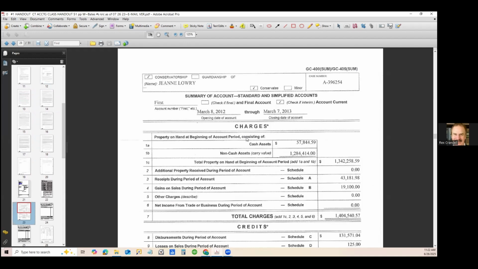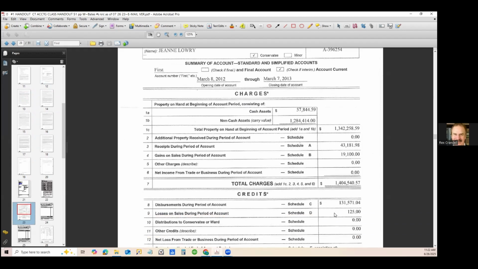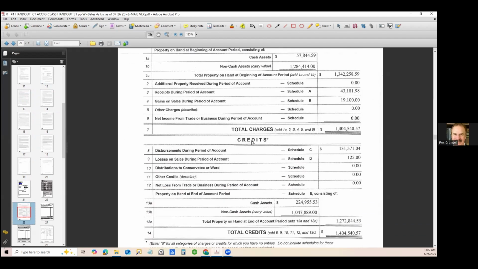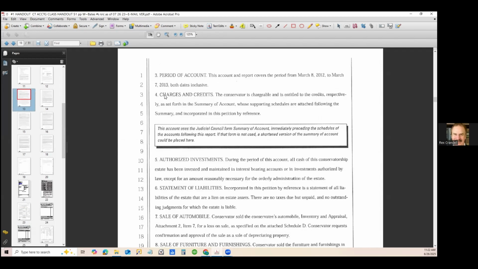So I'll say my cash on hand was this at the beginning of the period. Then I say my receipts were this, my gains were this, my total charges were this. Then I have a second column for credits, and I'll say my disbursements were this, my losses were this, my ending assets were this, and this total. So I make sure on my petition, this total and this total are showing. That's how I do it differently in this column.